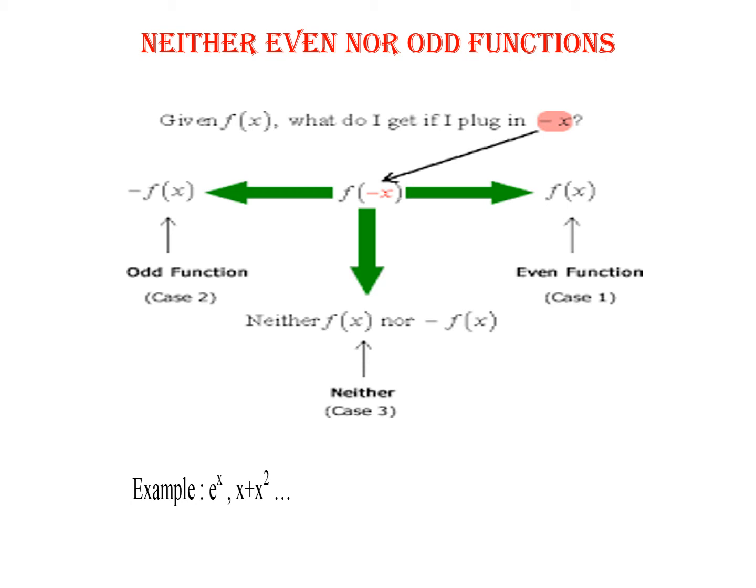These are the examples for that: e power x and x plus x squared. So here, if you observe, if you substitute x as minus x, for example, e power minus x, you are not going to get back e power x, or you are not going to even get minus e power x. So it is totally different. So this is a classic example for neither even nor odd functions.